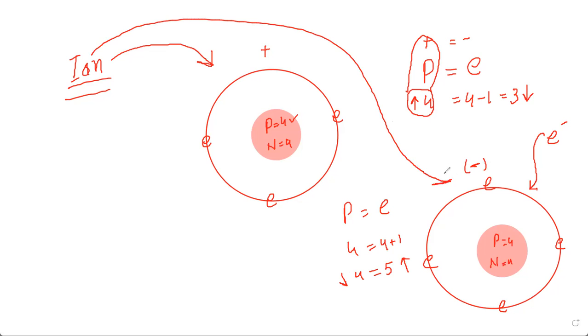Why? Because it gained an electron. And here it lost an electron. Due to this, it becomes a positive ion.